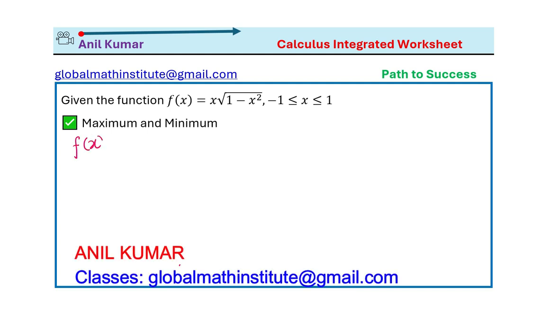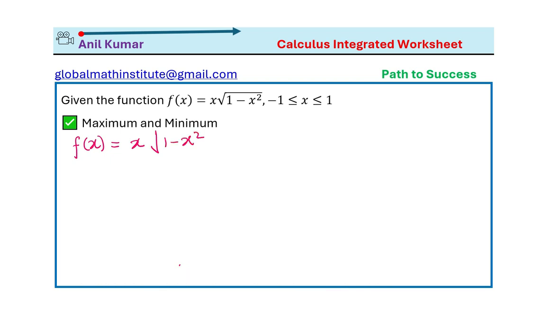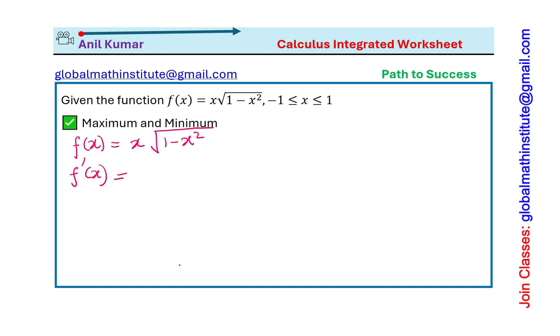So the function given to us is x times square root of 1 minus x square. So let's find the derivative. To find the derivative, we are going to use the product rule. Derivative of x is 1. So we are using product rule. So we say that derivative of x is 1.